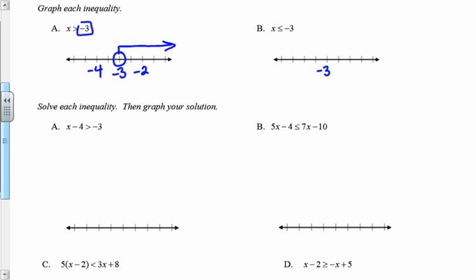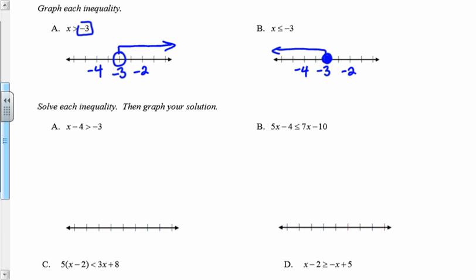So again, on B, we still have that number of negative 3. So I'm going to label my number line in a very similar way. But this time it says x is less than or equal to negative 3. So since this time negative 3 is included because it could be equal to, I'm going to make a closed point. And then I'm going to shade towards the left because it says numbers less than negative 3.